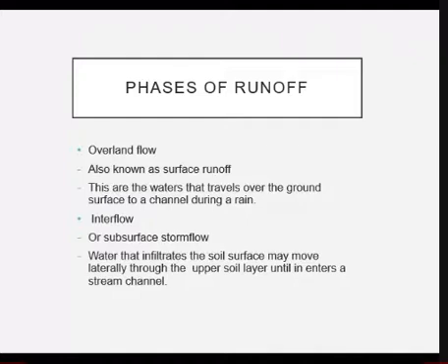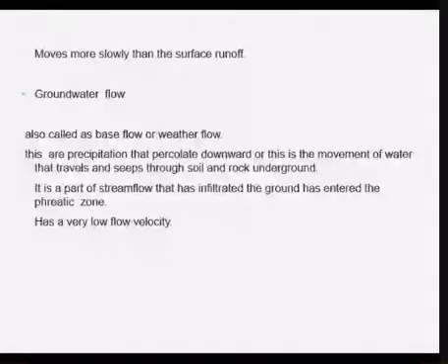Phases of runoff. Overland flow, also known as surface runoff, is water that travels over the ground surface to the channel during a rain. Interflow, or subsurface storm flow: water that infiltrates the soil surface may move laterally through the upper soil until it enters a stream channel. It moves more slowly than the surface runoff.